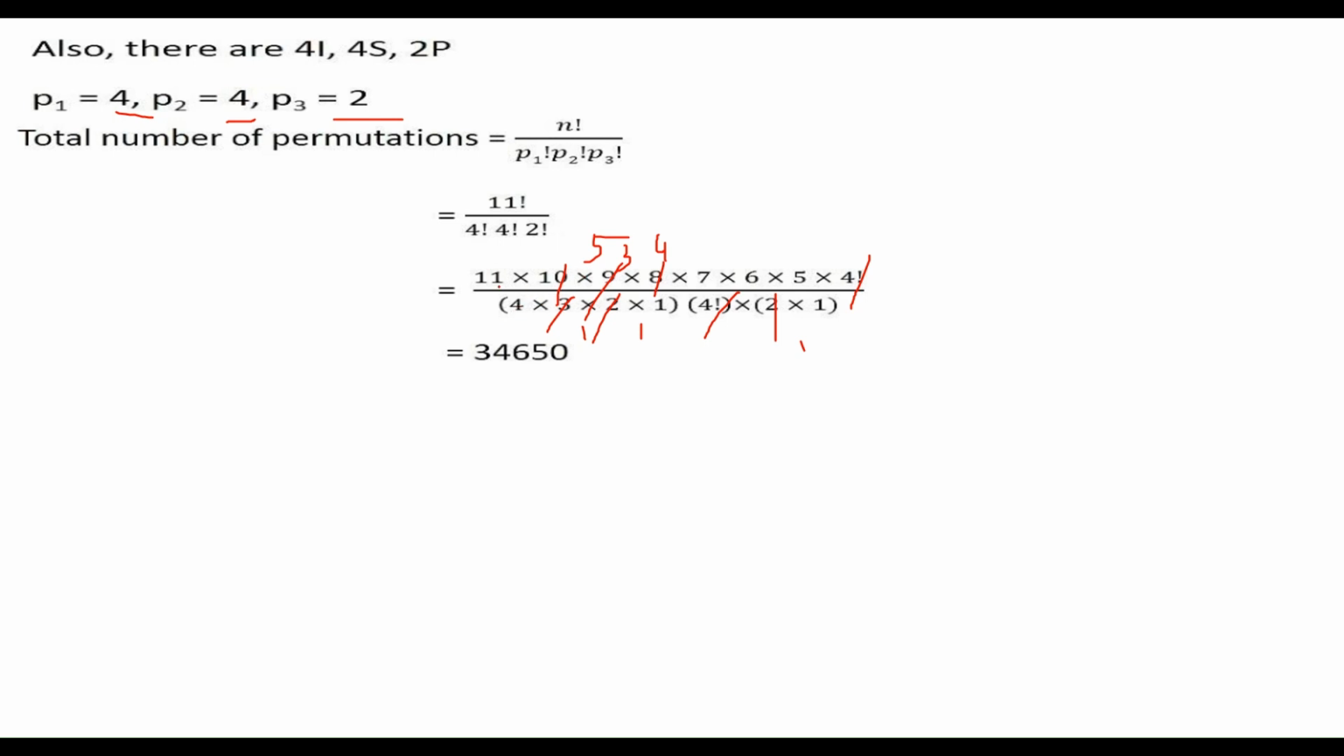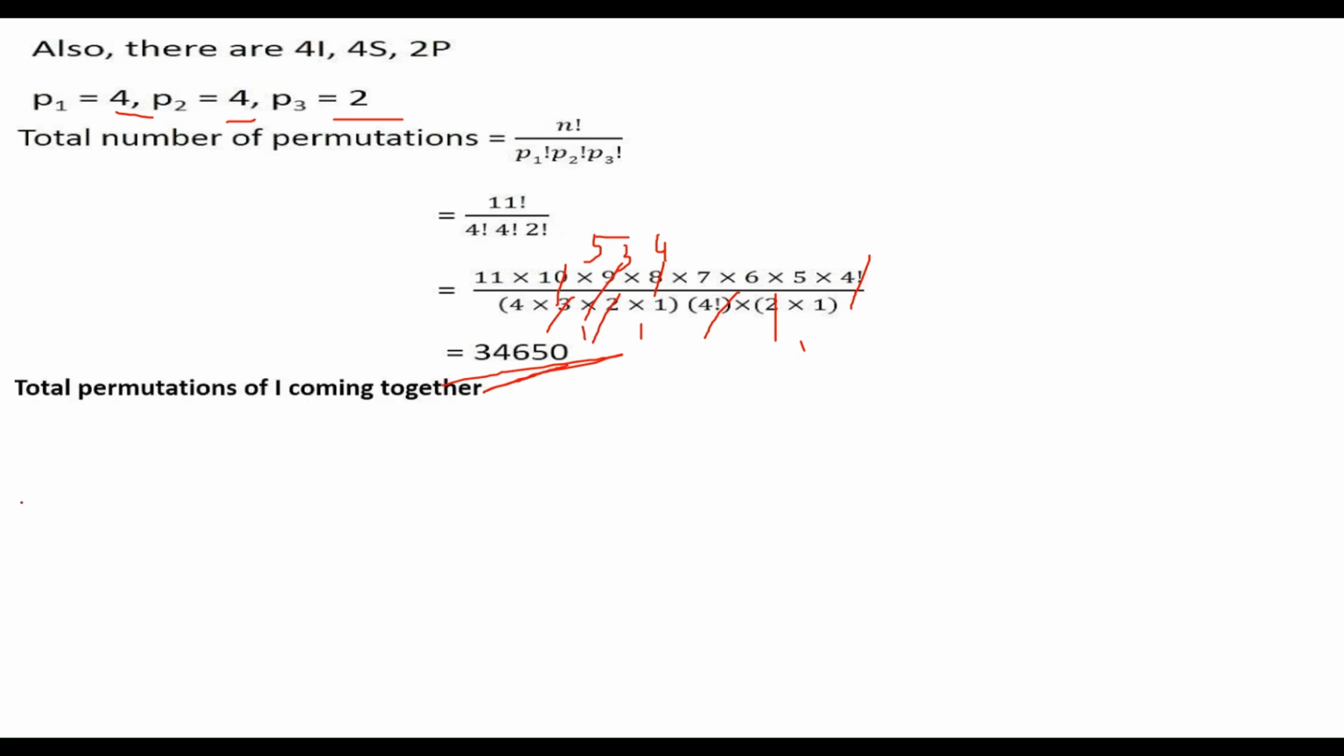Now 11 into 5 into 3 into 4 into 7 into 6 into 5, and this is divided by 4. And the answer will be 34,650. So this is the total permutations. This is how we need to calculate the total permutations.